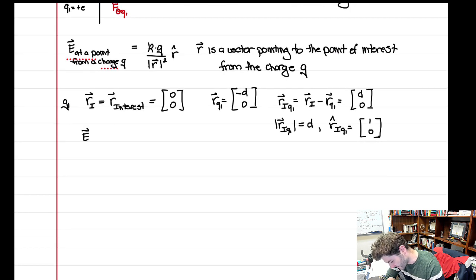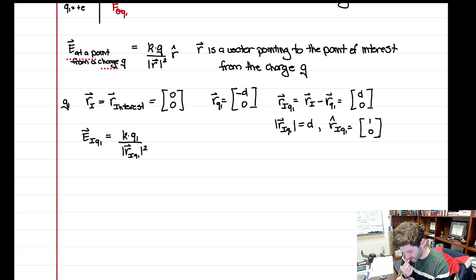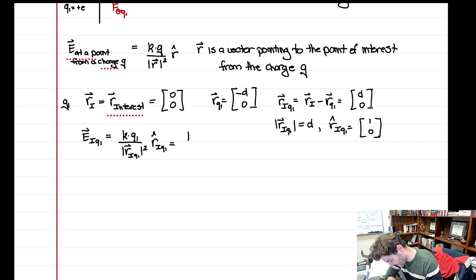So then the electric field at the point of interest from q sub 1 looks like it's k times q sub 1 divided by this vector that we just calculated squared, that points from the charge to the point of interest, multiplied by the unit vector that points to the point of interest from q sub 1. Looks like it's k positive e divided by d squared. Then this is a vector that looks like it was just 1, 0.